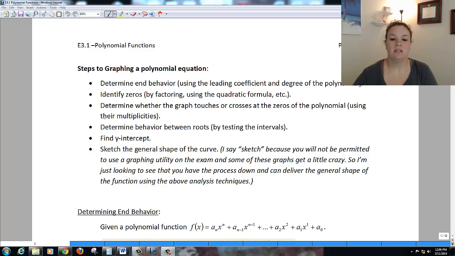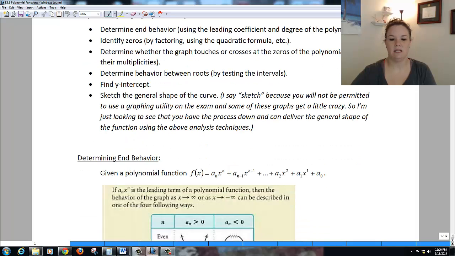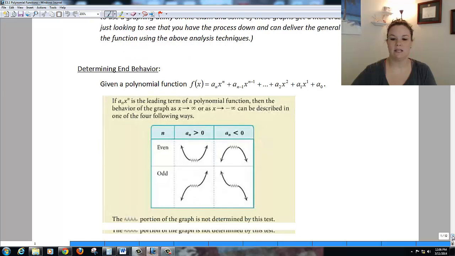Okay, so these are all the steps we have to go through. So one by one, I'm just going to go through how to do these separate steps, and then we'll do some examples of putting it all together. Okay, so the first thing we have to be aware of is how to determine the end behavior. So we have this little table to help us.